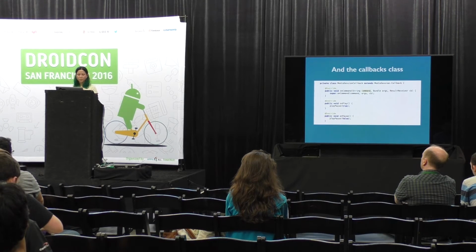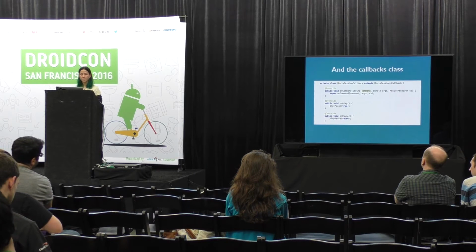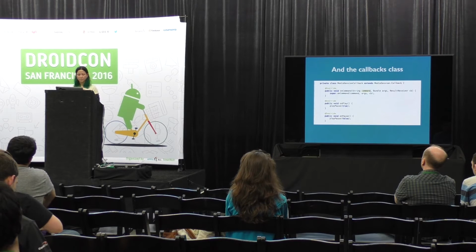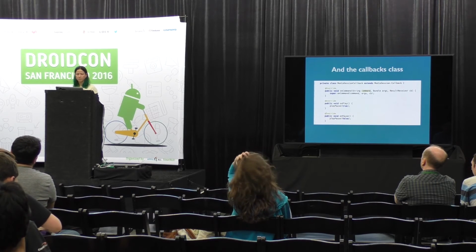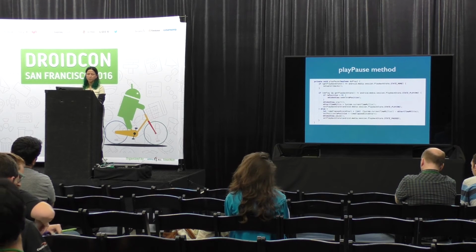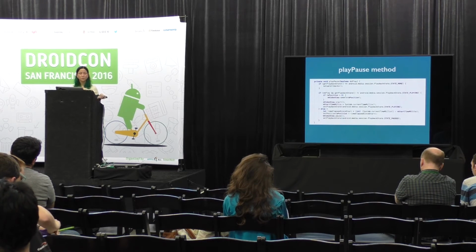This is how the callback class looks. It just calls methods directly in the activity. In this example, it's the play pause. And again, the play pause just talks directly to the video view and tells it what to do.